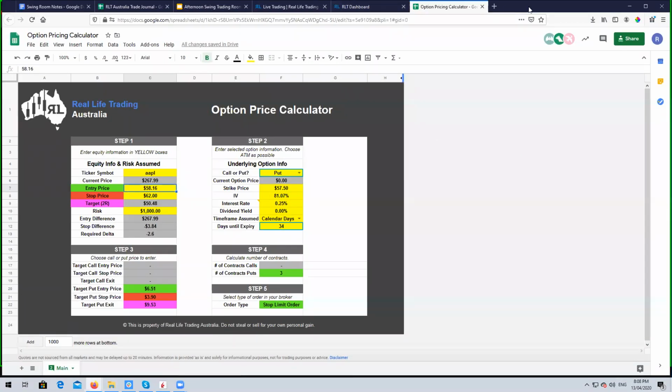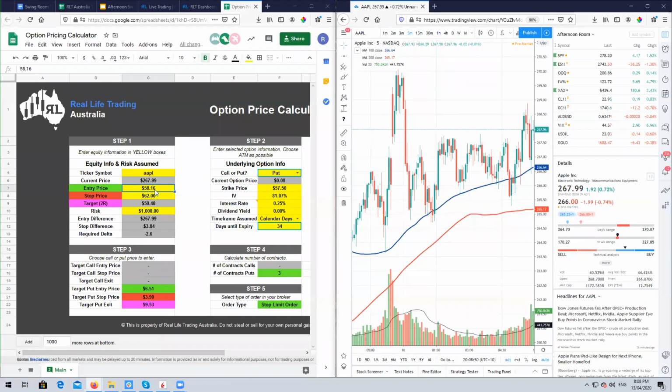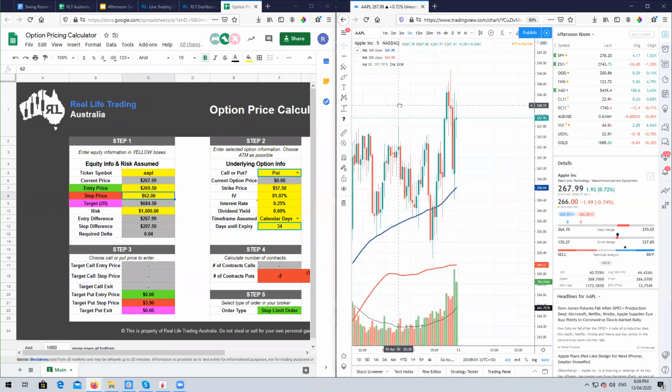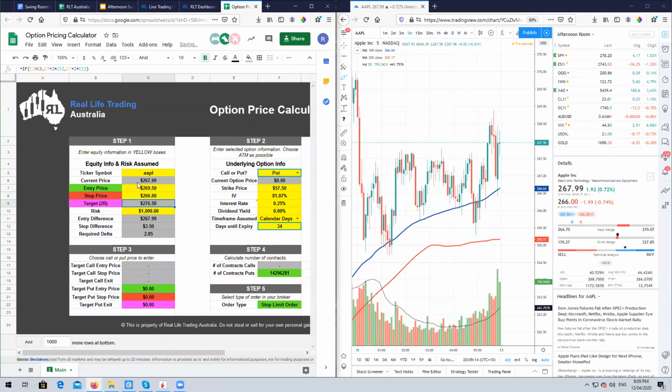Let me just bring this across to here. All right, so 269.50, 269.50. Okay, and the stop price, let's just say we were looking at this and we were like, you know what, I want the stop price to be somewhere below here. So we'll say 266. All right, so we'll come here and we go 266.